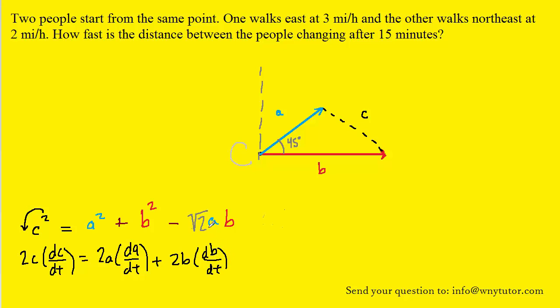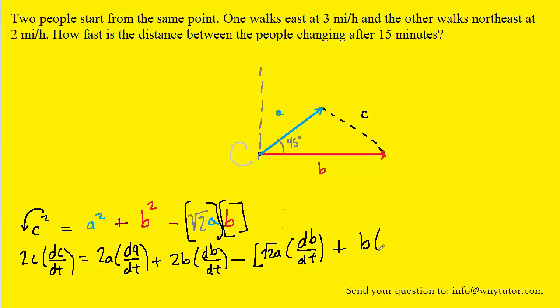The next term will actually require a product rule because we have the product of radical 2 a as well as b. And so we'll have to use the product rule to differentiate that. Now the product rule, of course, goes as follows. We have the first function, radical 2 a, multiplied by the derivative of the second function, which would be dB/dt, plus the second function, b, times the derivative of the first, which would be radical 2 dA/dt.